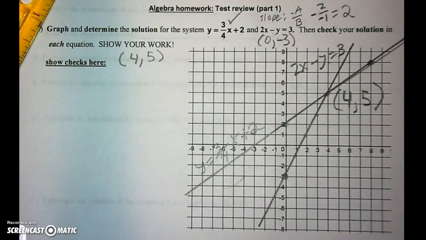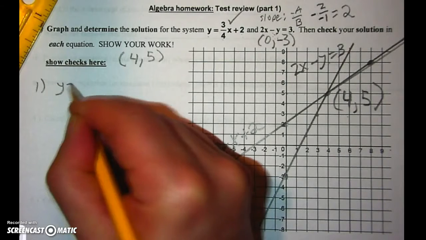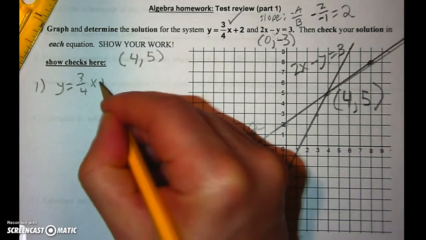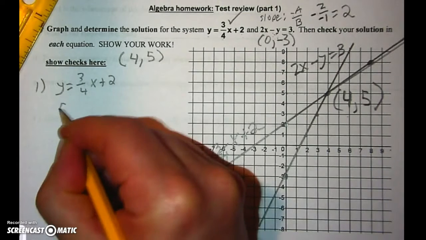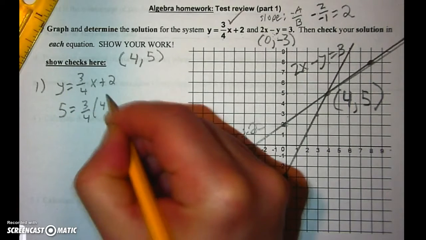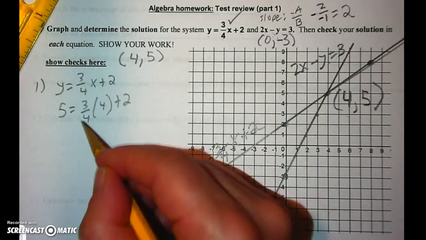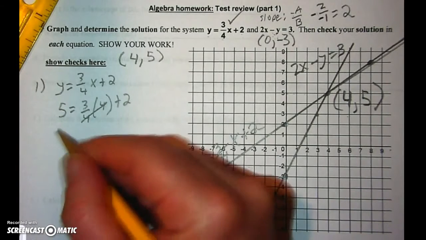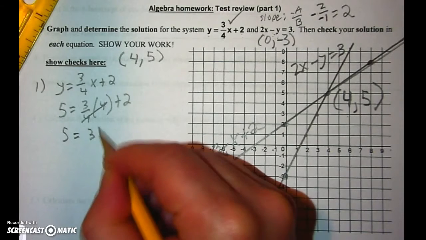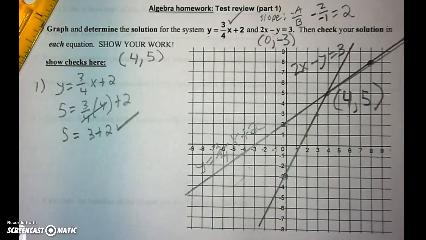Now let's check it. So our first equation was y equals 3/4 x plus 2, and our y is 5. Our x is 4, so we're going to put it right in there, and plus 2. Well, let's see, 4 divided by 4 is 1, so we're left with 5 equals 3 plus 2. And 5 does equal 3 plus 2, so it checks for that.